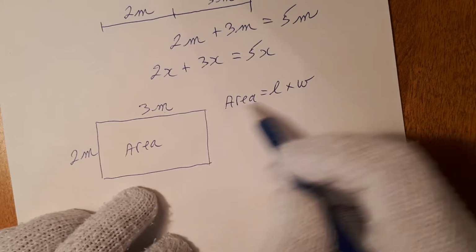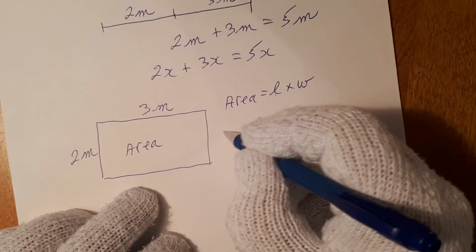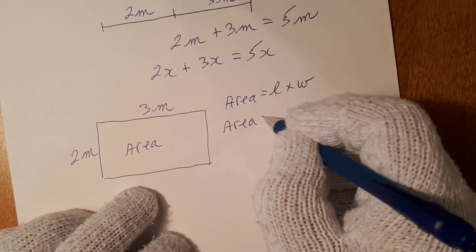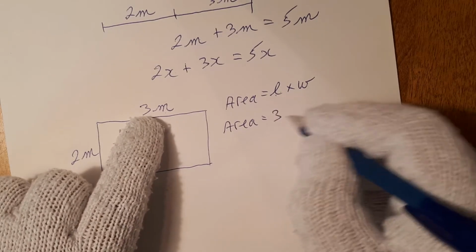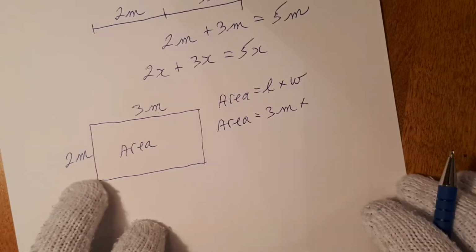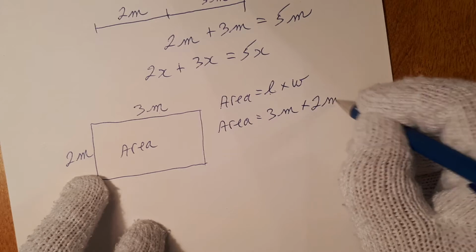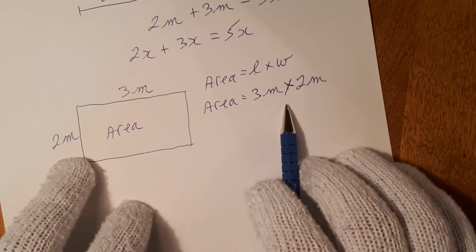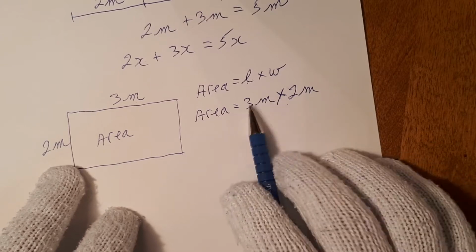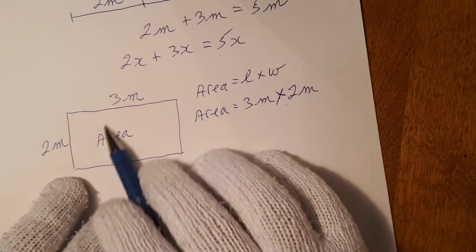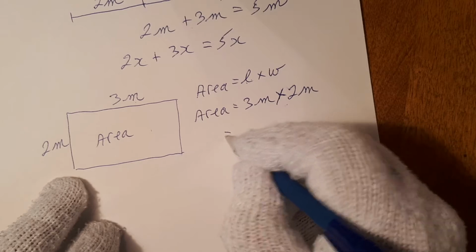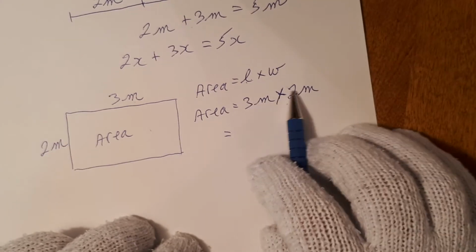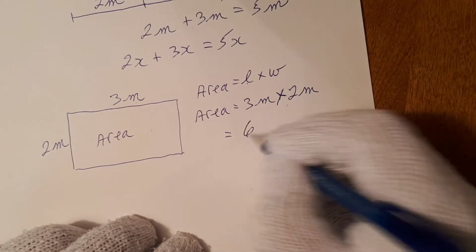Now let's put in the numbers here for length and width. So the area is equal to the length, 3 meters, times the width of 2 meters. And this one is times now. Up here we did addition; we're talking multiplication. 3 times 2 is the area of this rectangle. Multiply the two numbers together: 3 times 2 is 6.